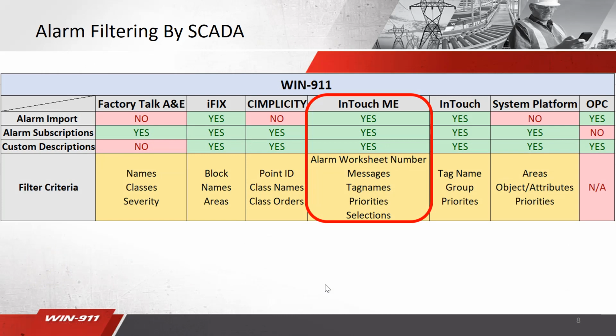This is a quick rundown of all the SCADAs that Win911 supports for a direct connect method, including FactoryTalk, iFix, Simplicity, InTouch ME, InTouch System Platform. If you're not using one of these SCADAs, you can use OPC as a connection into Win911. Today I'll be focusing on InTouch ME, and there's two methods you can use to bring your alarms in, the import and subscriptions. If you use subscriptions, you can filter on all this criteria, including your alarm worksheet number, messages, tag names, priorities, and selections.